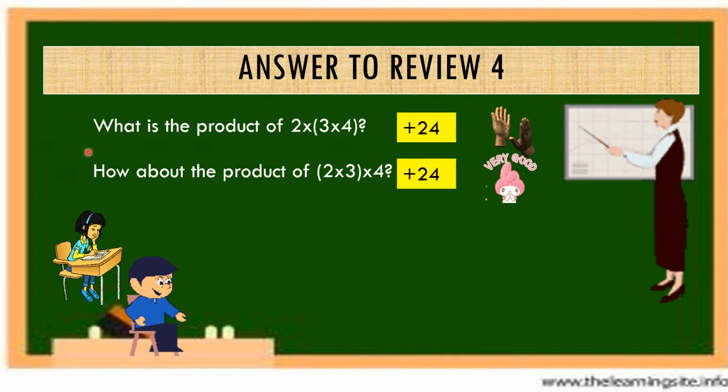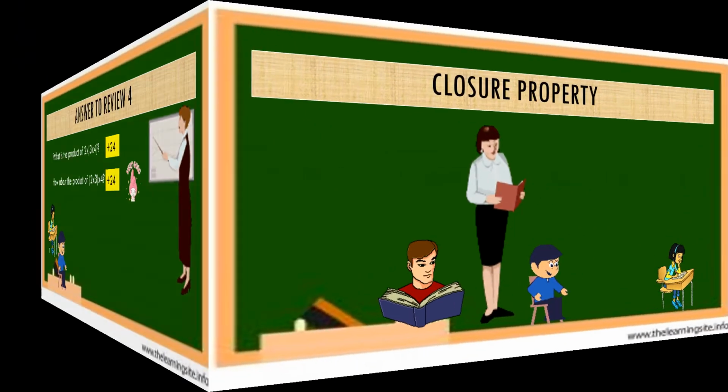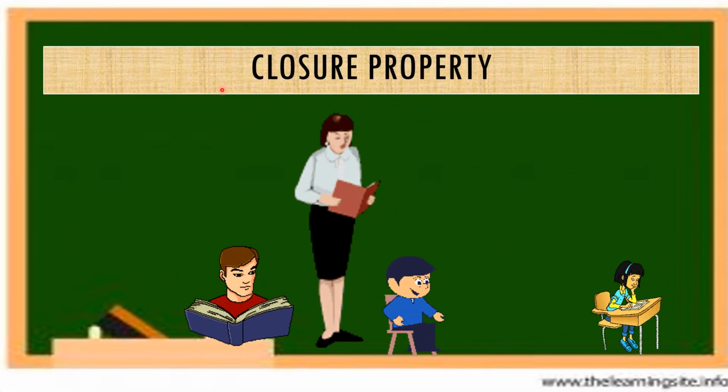So, in the first problem, we have the groupings of 3 and 4. But in the second number, we have the groupings of 2 and 3. If we change the order of the groupings, does it alter the result? Or does it change the result? The answer is no, because the answer is still the same, and that is 24. We have closure property.